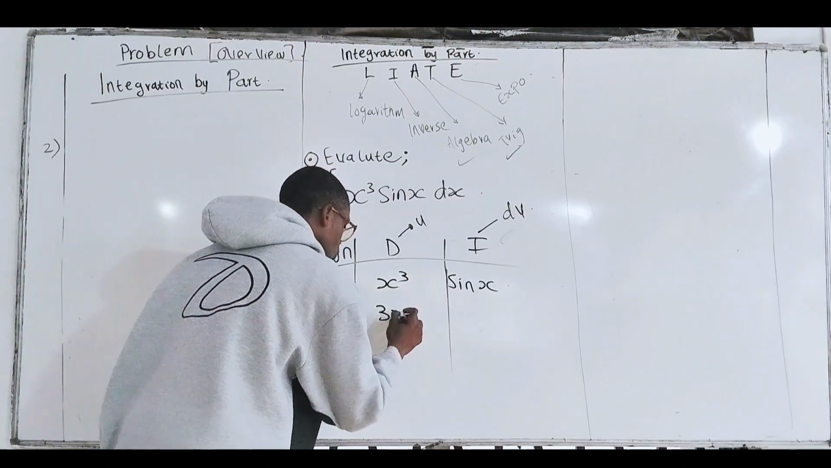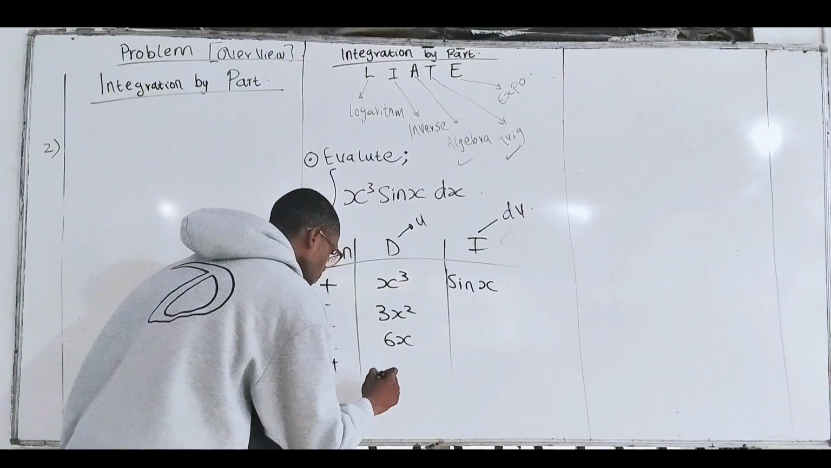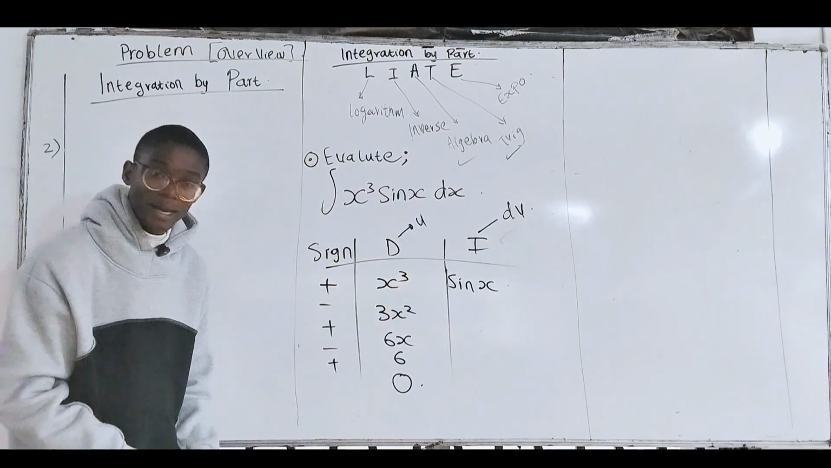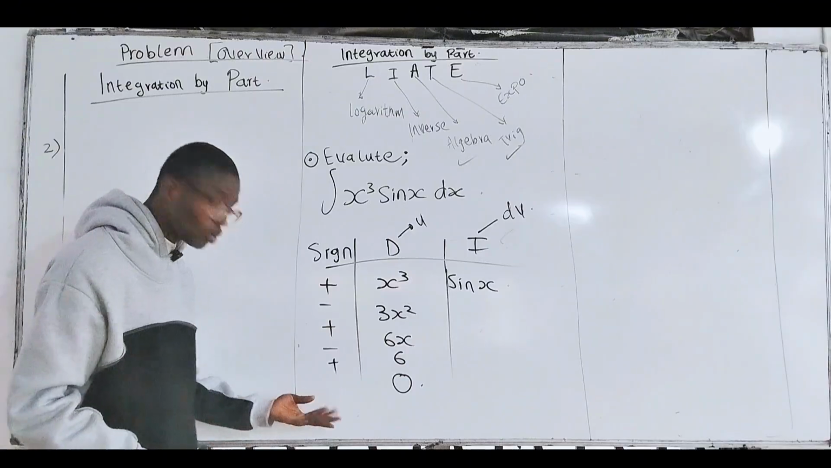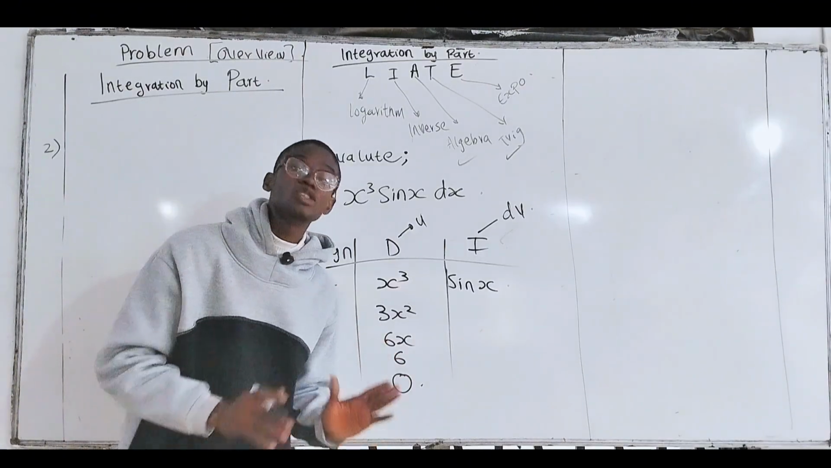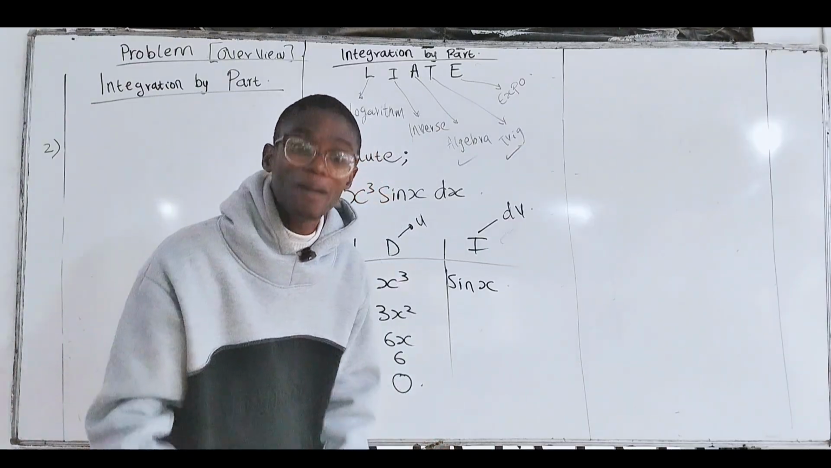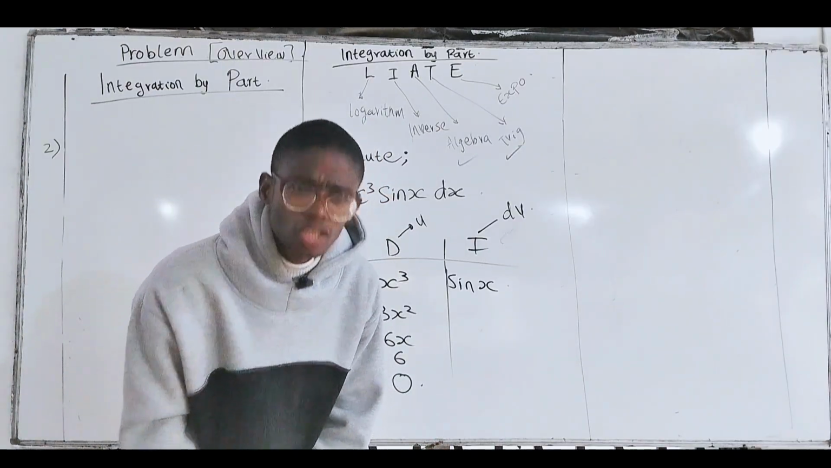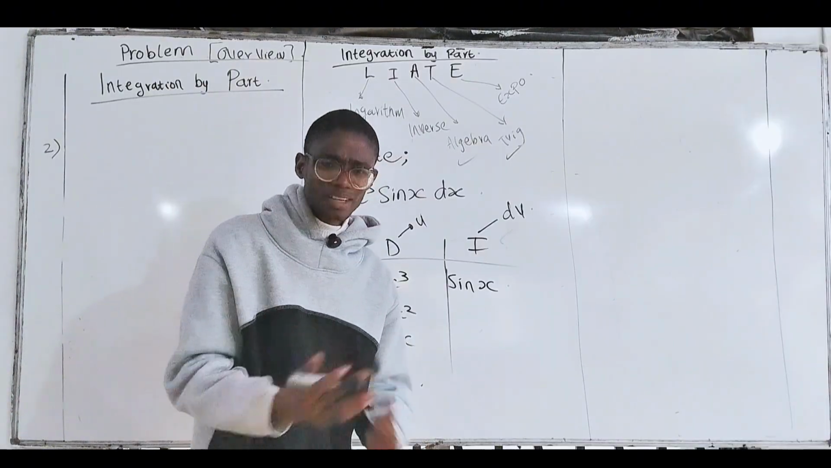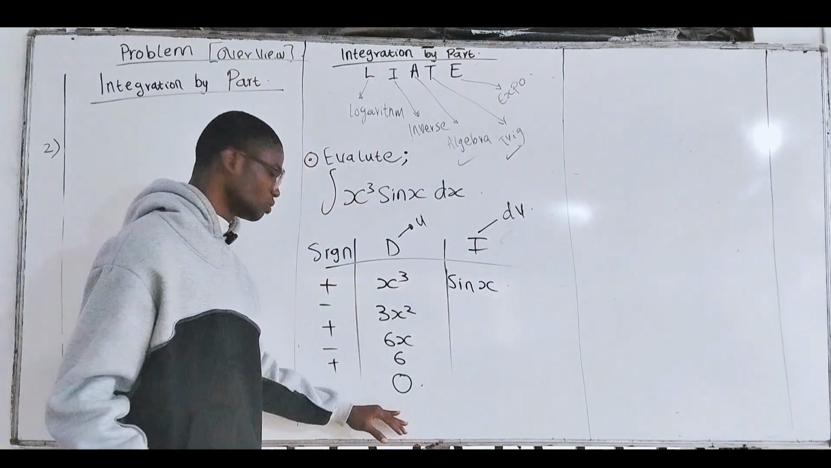This is 3x squared, then 6x. So you must get to 0. You don't stop at a constant. After getting the constant, differentiate the constant, you must get 0. So the derivative part is where we are focusing on. In LIATE, we focus on the derivative part. So we differentiate till we get to 0. There are some cases where it might not work that way and we have a way around it, but at least that's the basics.